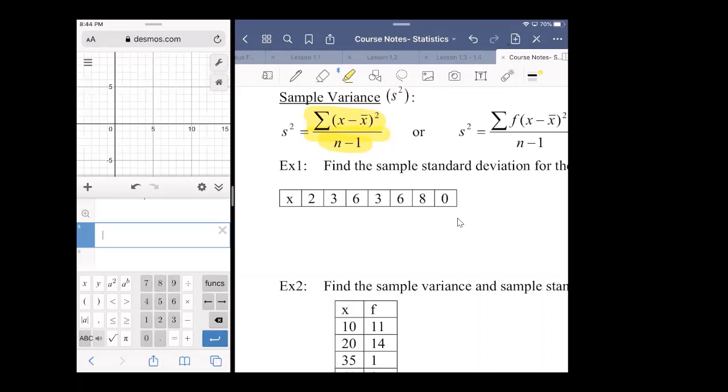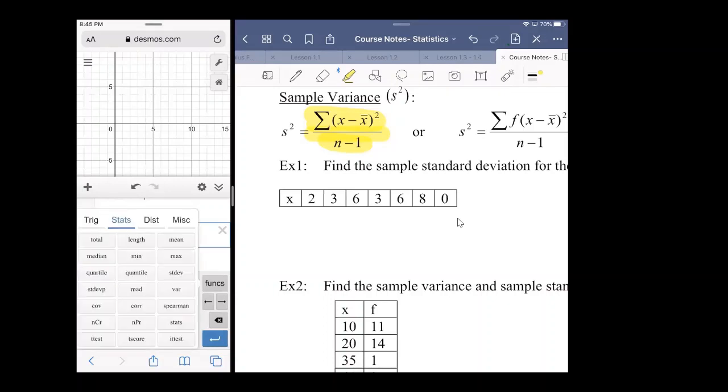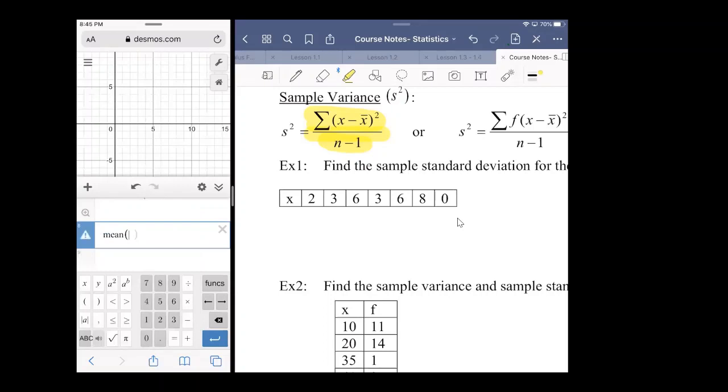So we could do that in the calculator, any calculator, doesn't matter. Find the mean of the values 2, 3, 6, 3, 6, 8, and 0. And that mean is an even 4. All right, so we have that. So the x bar is 4.